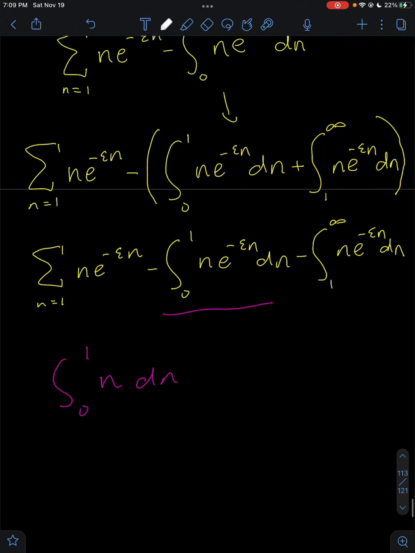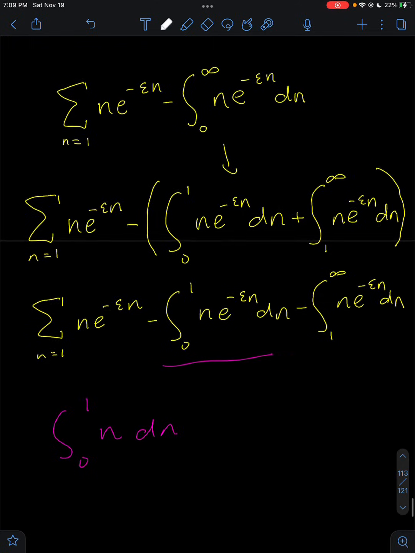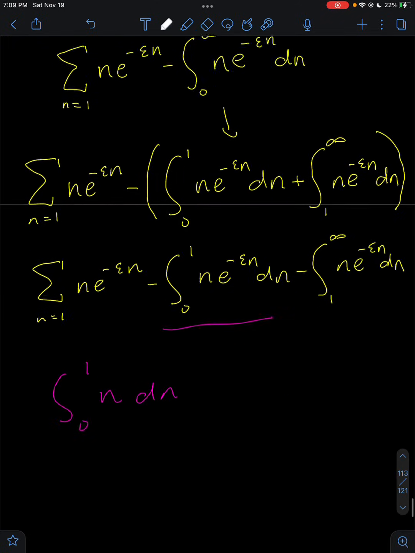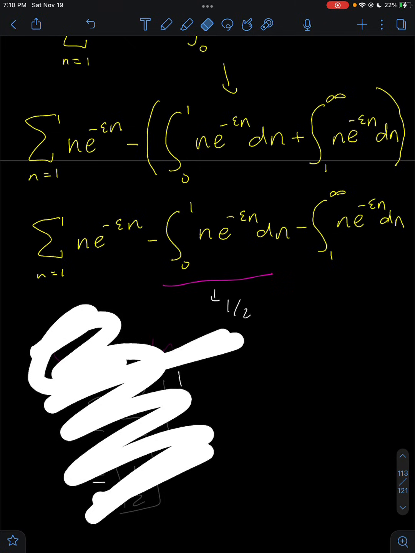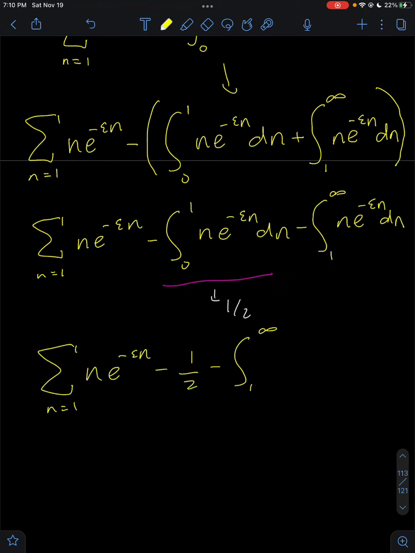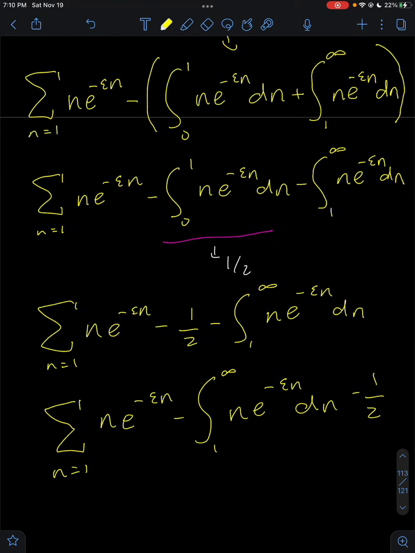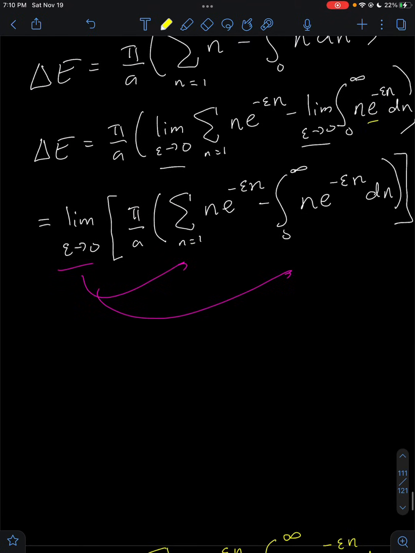I almost forgot to integrate n, I'm sorry. It's going to be n squared over 2 from 0 to 1, and that's just going to give us 1/2. Yay. So now this term is going to be 1/2. And that's going to be what's on the inside, by the way. So just keep that in mind here.